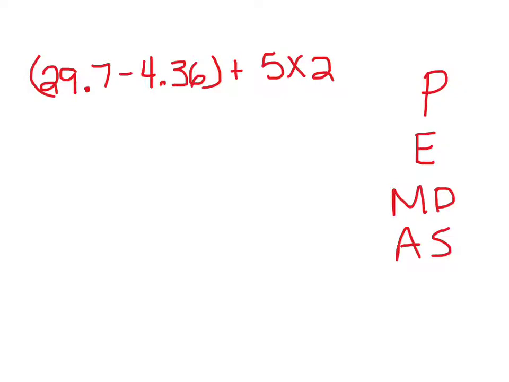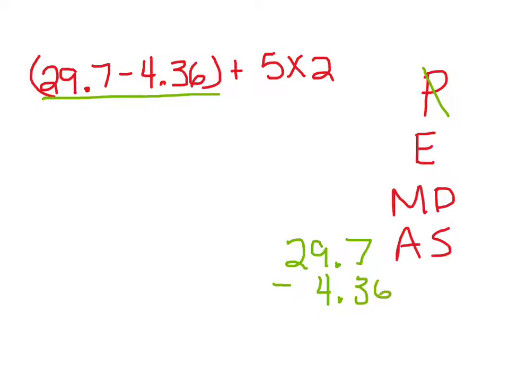All right, here's another PEMDAS question. The first thing we're going to do is the parentheses. So that's 29 and 7/10. So you're going to have to come down and out of the way of the problem, and you're going to have to work it. 29 and 7/10 minus 4 and 36/100. Okay, I know that I have to fill in this hole. 0 minus 6 doesn't work. It gives me a negative number. So I have to borrow from the 7, it becomes 6, and the 0 becomes 10. And then we subtract. 10 minus 6 is 4.